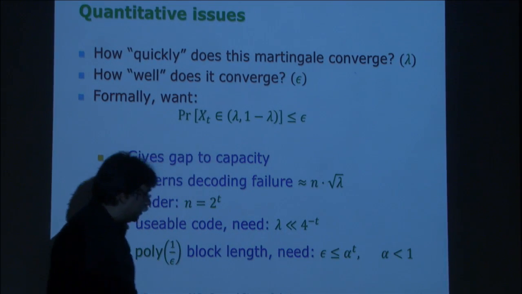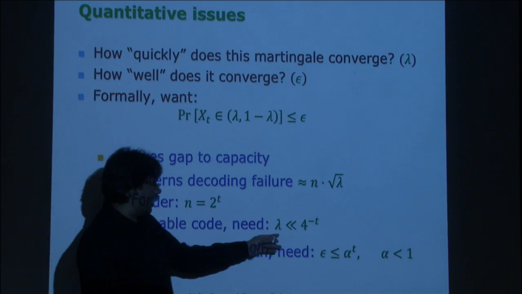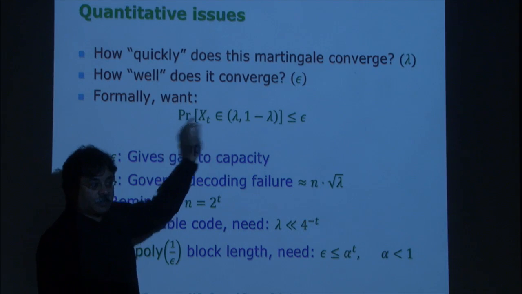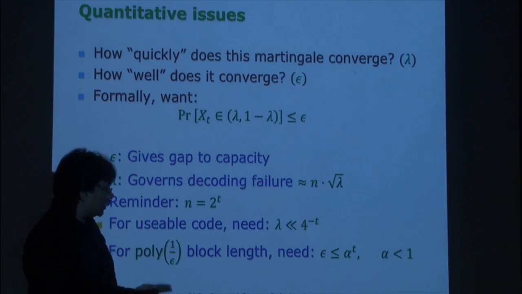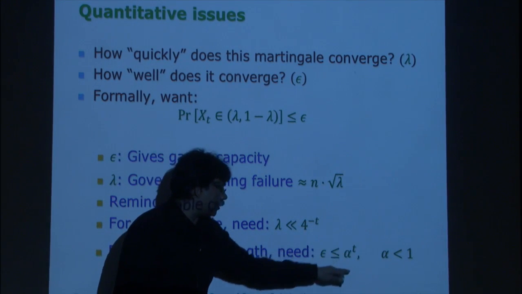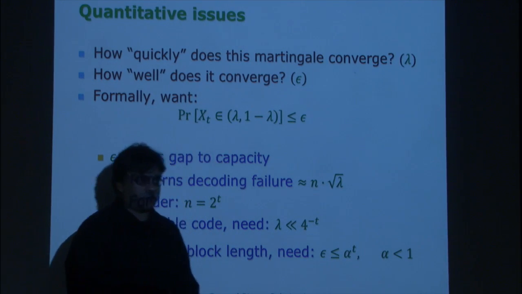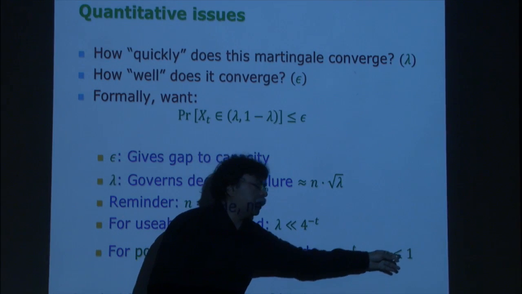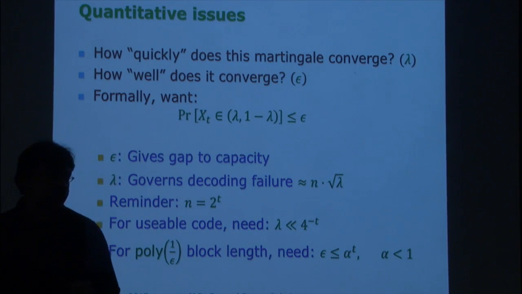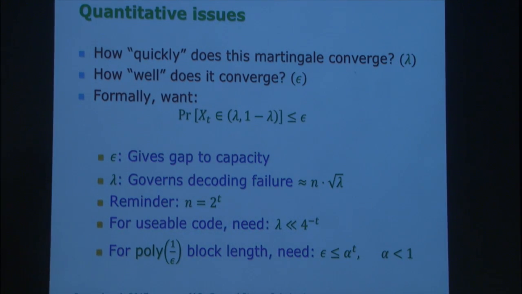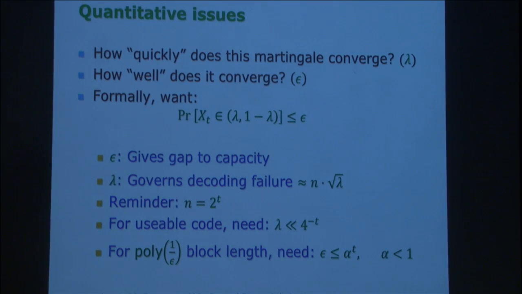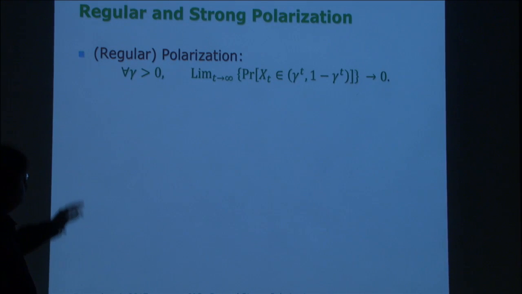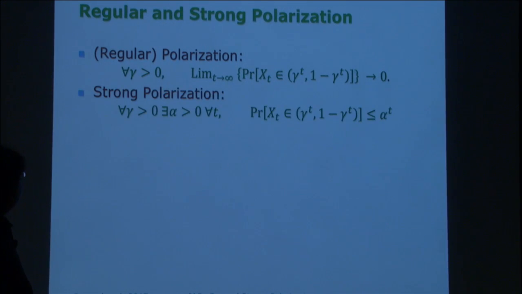So the acceptable behaviors for us are, for example, lambda is much, much smaller than 4 to the minus t. And now there's no n in this equation, there's only one parameter t that we care about. Whereas epsilon should also be exponentially small in t, but I don't care what the base of the exponent is. It can be any number less than 1. If I can get this, then I say I have strong polarization. So this is the kind of notion that we want to understand.